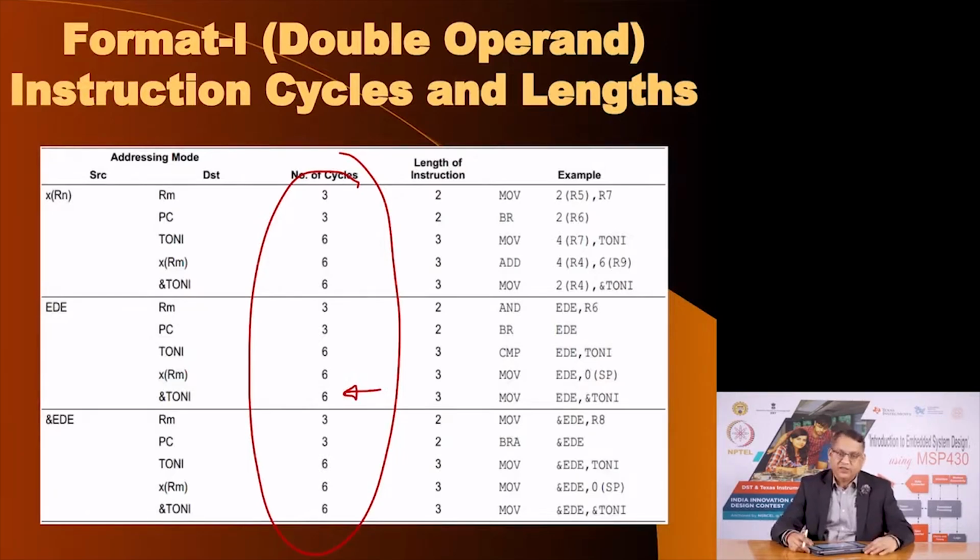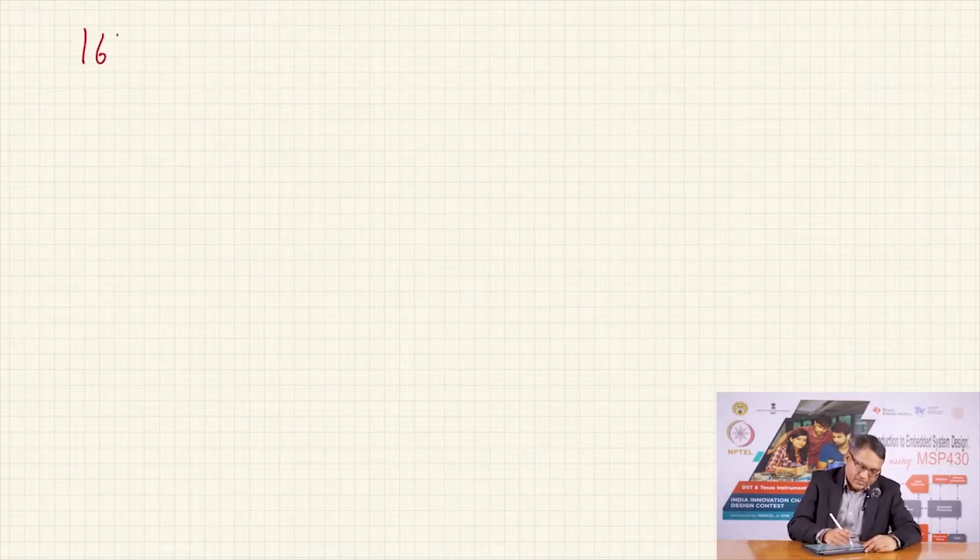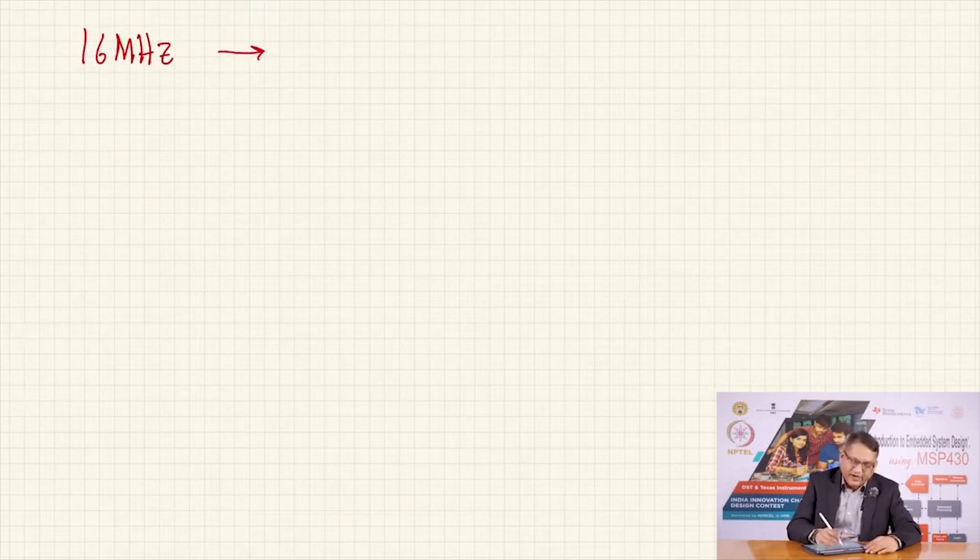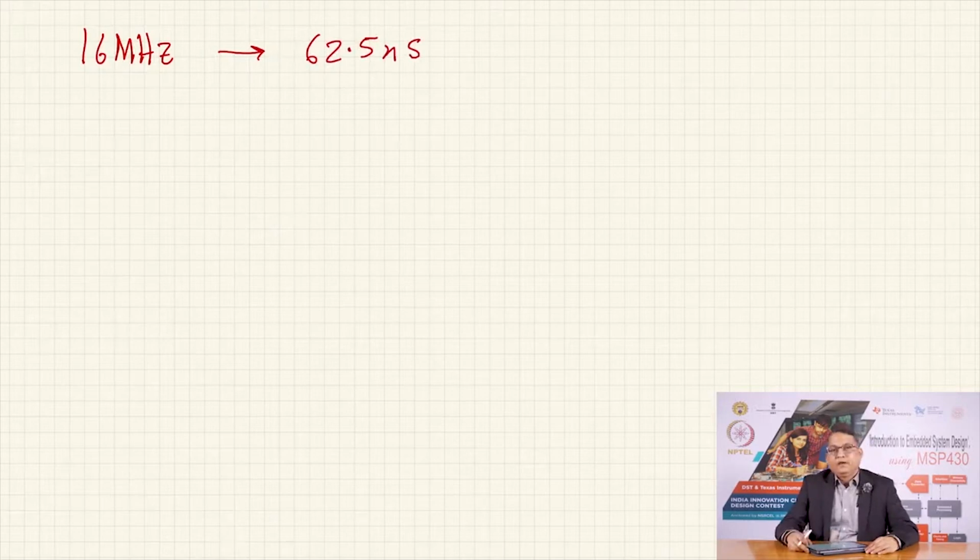Now, let us also consider the frequency and the time period of this clock cycle. The MSP430 works at a maximum clock frequency of 16 megahertz. So, 16 megahertz is your clock frequency. This leads to a clock period of 62.5 nanoseconds, which means the fastest instruction will execute in 62.5 nanoseconds and the longest will take 6 cycles, so about 380 nanoseconds or so.